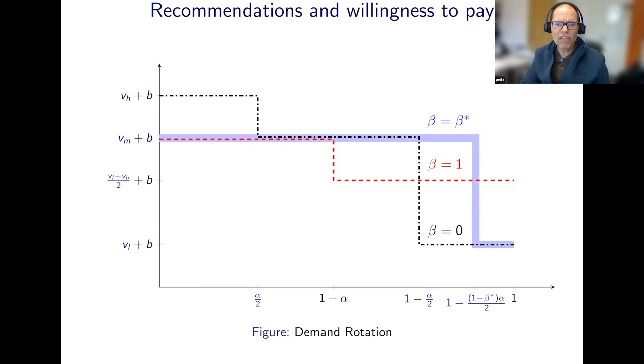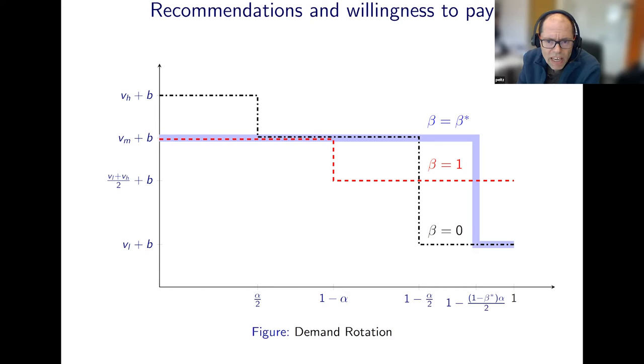So let me illustrate what that means in terms of willingness to pay. Consider first the case that the recommendation is fully informative. This is beta equal to zero. Beta equal to zero means that none of the picky consumers with a bad match receives a recommendation. Okay, so that means we have this black demand curve. There are those consumers who are picky and have a high valuation, so they are willing to pay VH plus B. Next come the flexible consumers with a valuation VM plus B. And finally, the picky consumers with a bad match with valuation VL plus B.